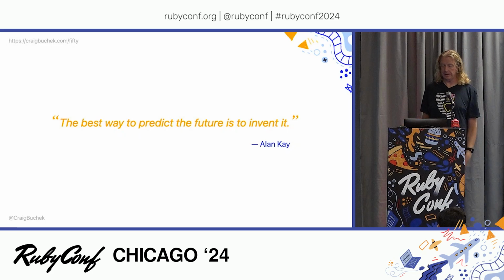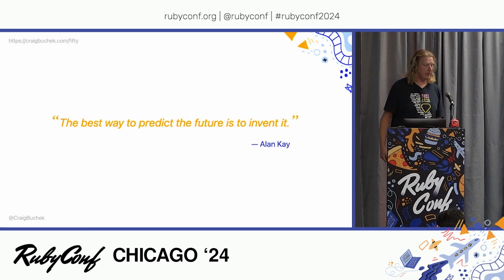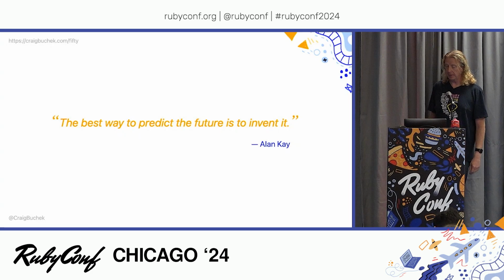So I'm going to talk about how we got here. The people who had a vision of the future, how they shaped the computers we use today, and how they shaped Ruby. And talk a little bit about what Ruby's future might look like.